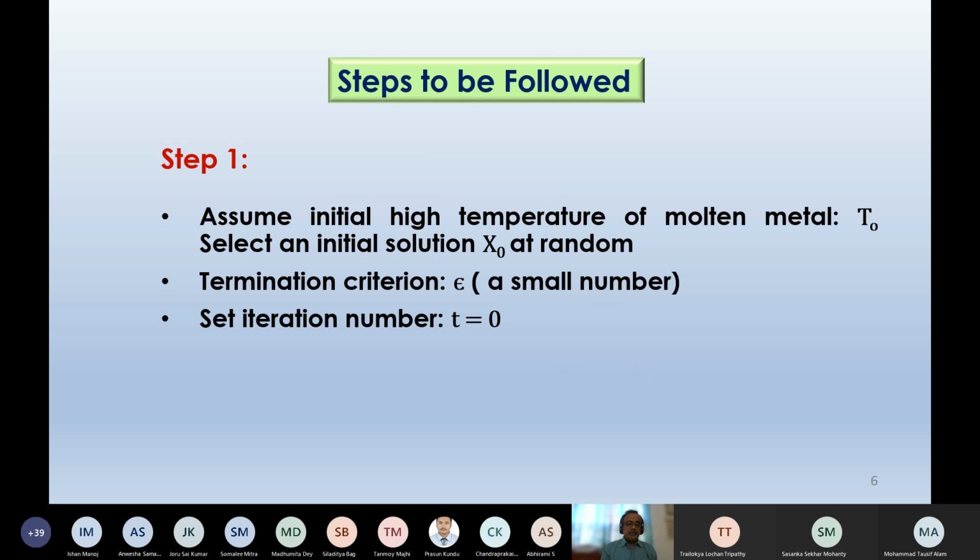Now step 1: we assume an initial high temperature of molten metal, say T naught, and select an initial solution X naught at random. Okay. So the starting temperature of the molten metal, T naught, and the initial solution, capital X naught, we'll have to assume at random. Step 1.